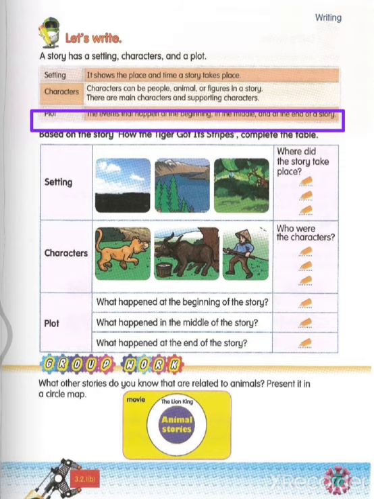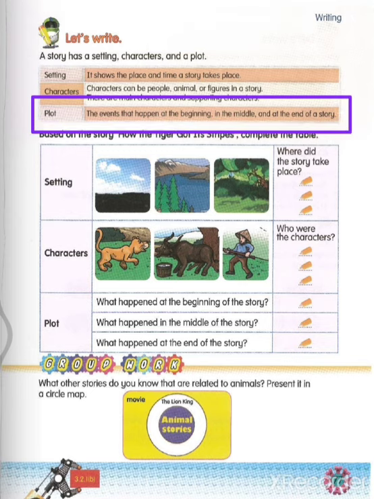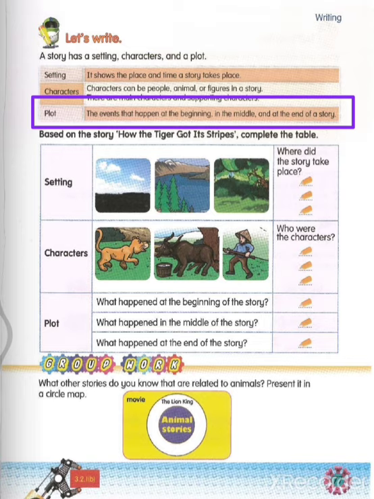Plots are normally the storyline. Now, let's see again here. The events that happen at the beginning, in the middle, and at the end of the story. Alright, plot. What happens in between the stories? So that one we call plot, which is also the storyline.